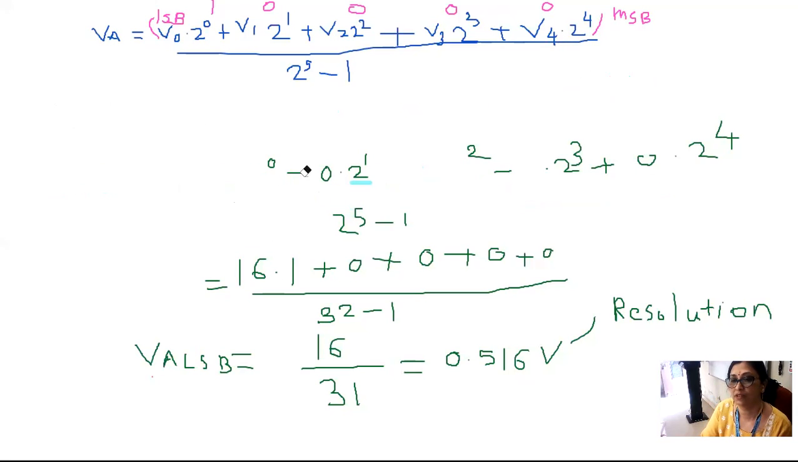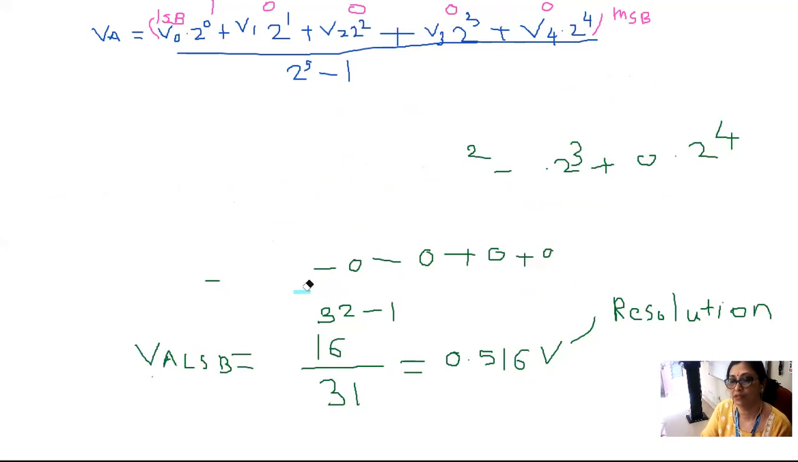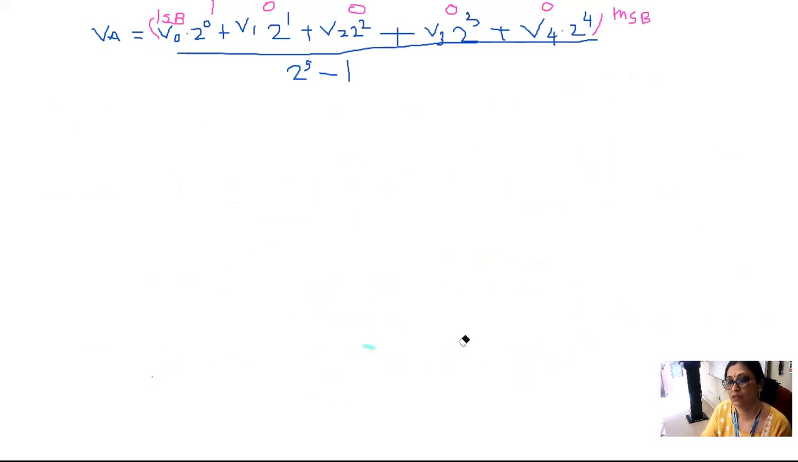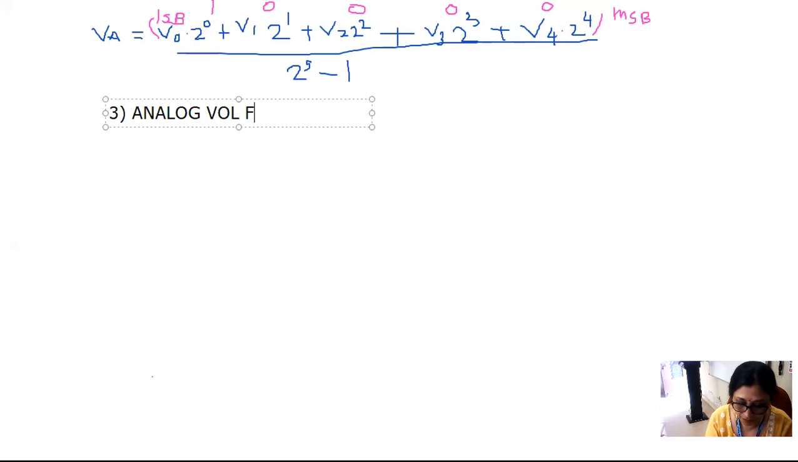And what is the third thing that we are going to find? Analog output voltage for a digital input of 10110. Yes. So third is analog voltage for digital input 10110. Okay.